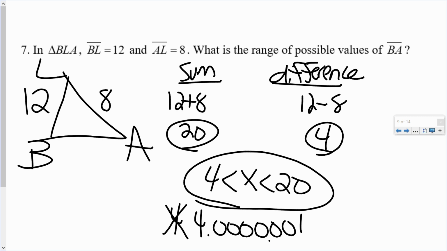4.000001 would work because it's more than 4 and less than 20. So as far as integers go, 5, 6, 7, 8, 9, 10, 11, 12, 13, 14, 15, 16, 17, 18, 19 all work. 4 and less don't. 20 and more don't. So the answer is this.